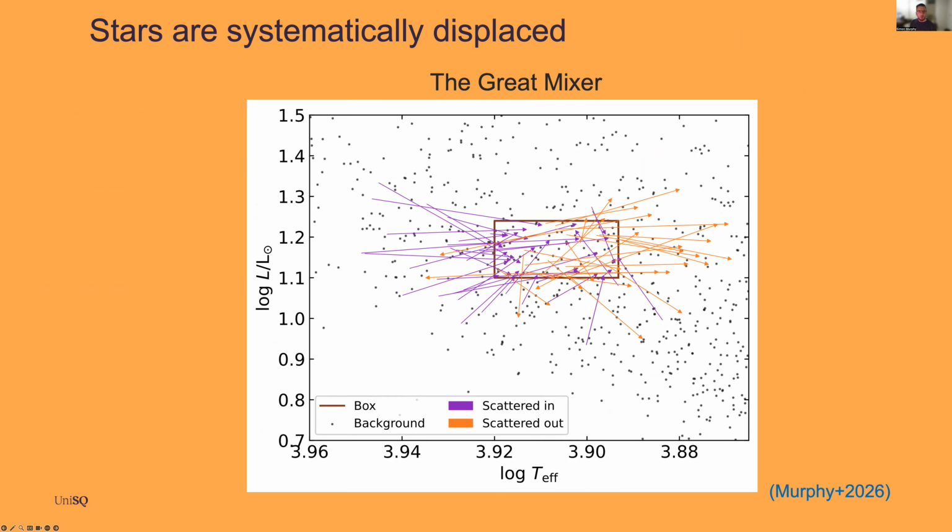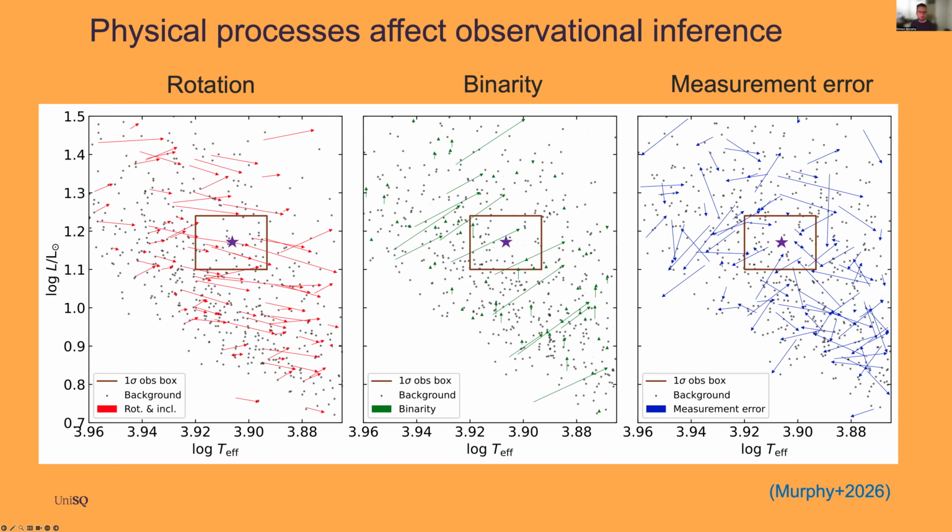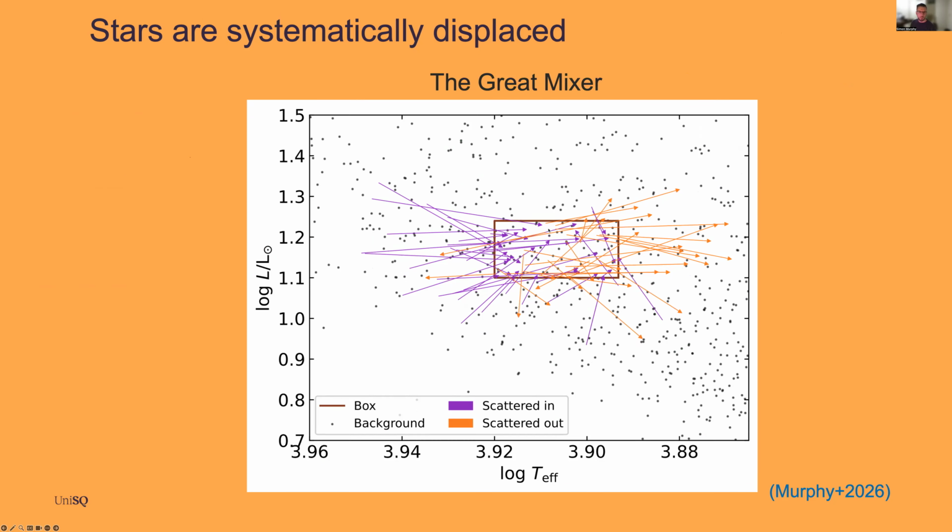If you add all these components up, what you see is that stars are systematically displaced in the HR diagram compared to non-rotating models. So the purple arrows here show all stars that get moved into our 1 sigma box. And by the way, this is the same box that I drew on these panels here. It's just that the aspect of the plot has changed a bit, so it's more like a rectangle now.